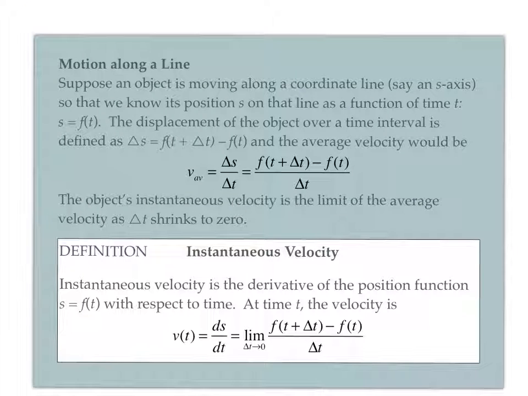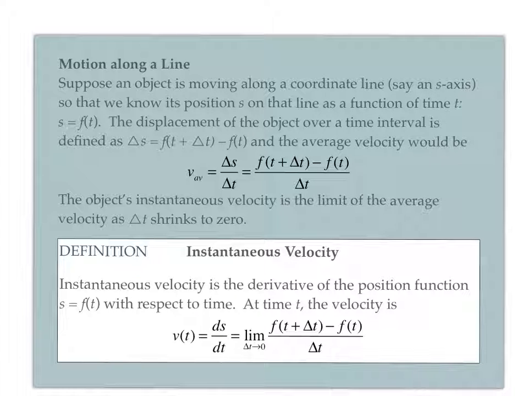Actually, yeah, we're going to objects moving along. Generally speaking, you're going to just be told it's moving along a coordinate line. So they'll pick different letters for it. Often they use S for position. I don't know why, but they do. They'll often say it's the S-axis. So that just means it's moving like left and right.